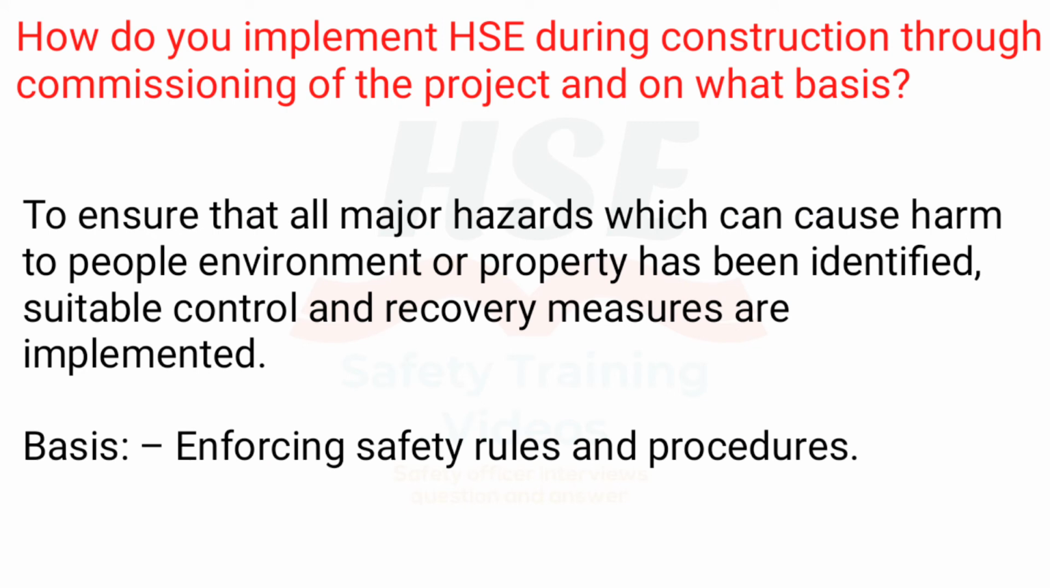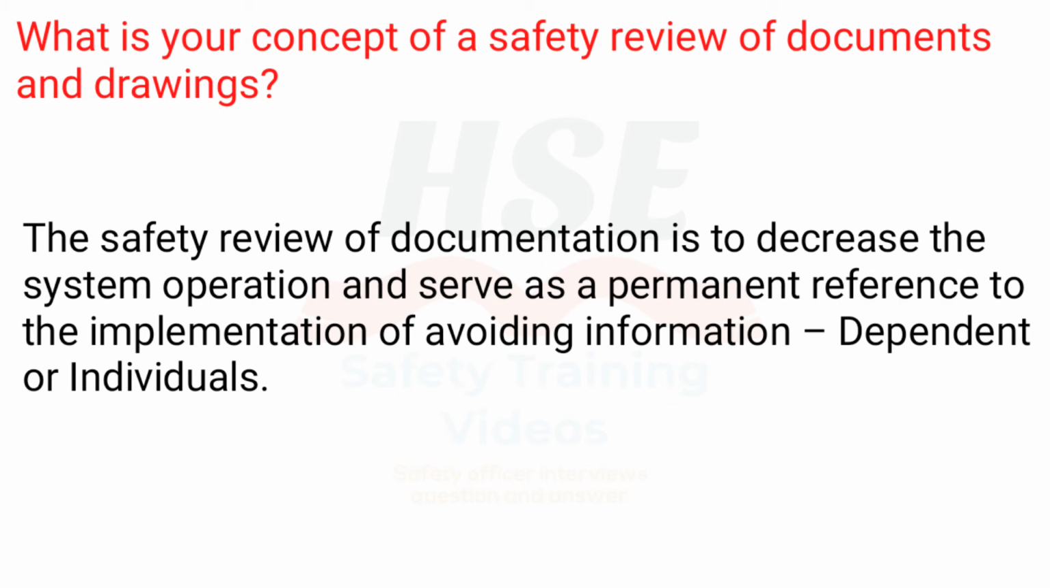How do you implement HSE during construction? Through commissioning of the project. And on what basis? To ensure that all major hazards which can cause harm to people, environment or property have been identified, suitable control and recovery measures are implemented. Basis: enforcing safety rules and procedures. What is your concept of a safety review of documents and drawings? The safety review of documentation serves as a permanent reference for the implementation of the system.